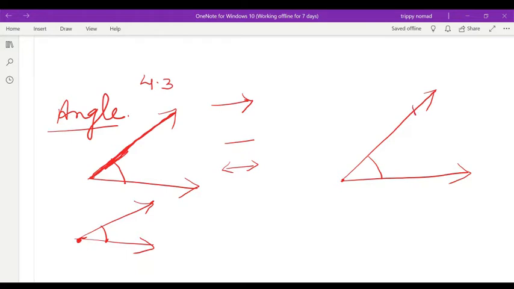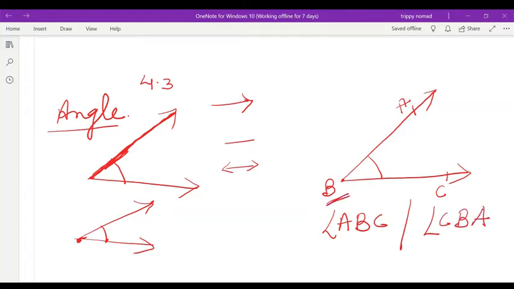Now I will put the name of this angle: this is A, this point B, and this one C. So I can write the name of the angle as ABC, or I can write CBA. The starting point should always come in the center. Either ABC or CBA. In short, we can write angle B also.